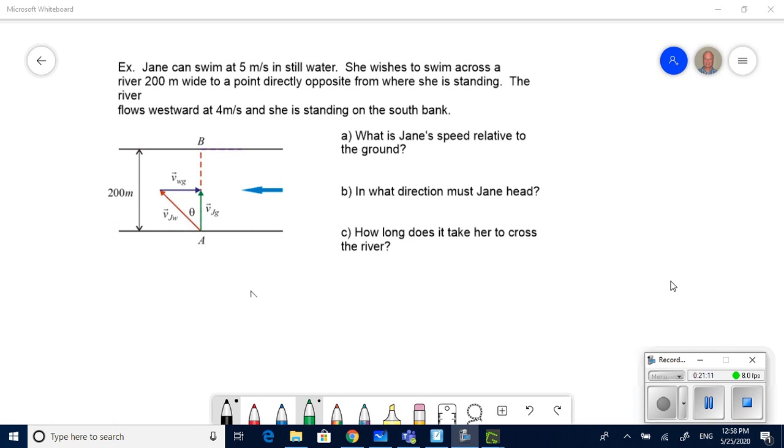Okay, so first of all, we have a diagram. That's good. Jane can swim 5 meters per second in still water. She wishes to swim across the river 200 meters directly opposite where she's standing, okay? But she has to deal with the westward flow of the current at 4 meters per second. Westward, okay, a couple of things before we get started here. Westward, I think that means that it's going towards the west, so it's going from east to west.